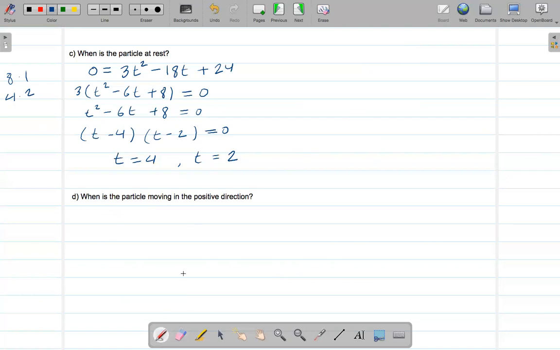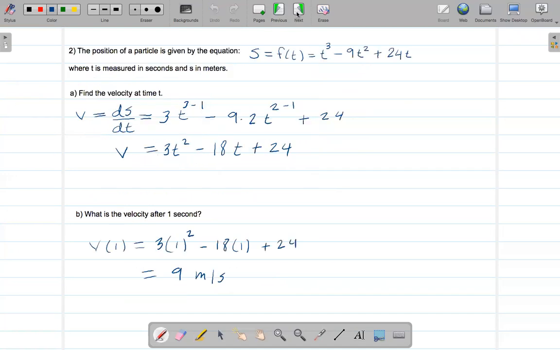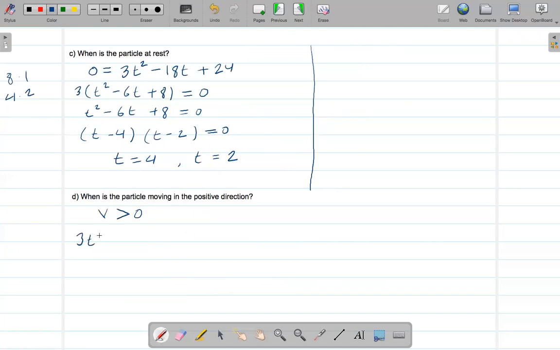And now, when is the particle moving in the positive direction? Moving in the positive direction means the velocity is positive, so it should be greater than 0. Again, the velocity function we have is 3t squared minus 18t plus 24, which must be greater than 0.